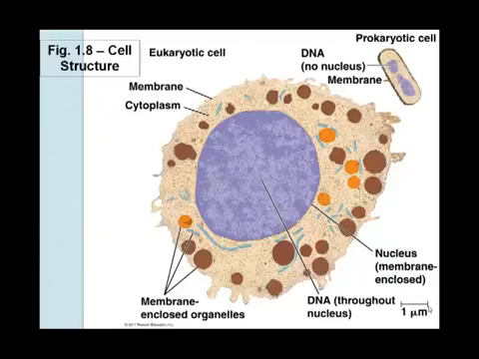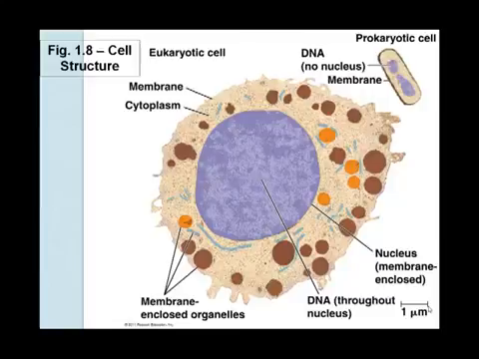In this figure from Chapter 1, you can see the two types of cells. Prokaryotic cells are small cells with no internal compartments. Their DNA is not enclosed in a membrane, so they lack a true nucleus and instead have their DNA free in the cytoplasm of the cell. Examples of prokaryotic cells are the bacteria and the archaea.